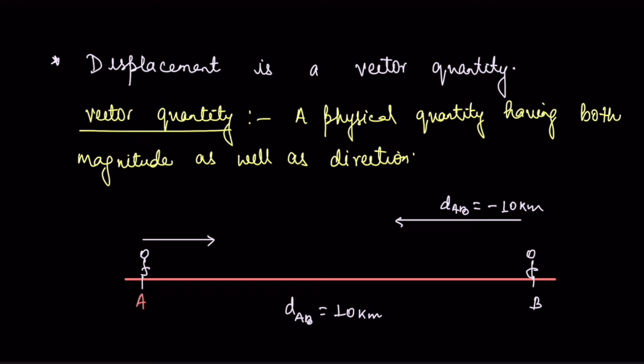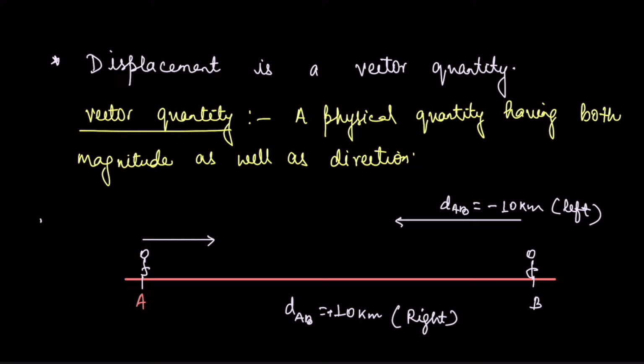Why? Because displacement depends upon the direction. So when the direction is changing, its sign will also change, because we represent direction with a plus or minus sign. Suppose a body moves towards north, so we can consider it as positive. But when the body starts moving towards the south, then we consider it as negative. Same thing here: when a person moves towards the right, we consider it positive, but when the person starts moving towards the left, we consider it negative.